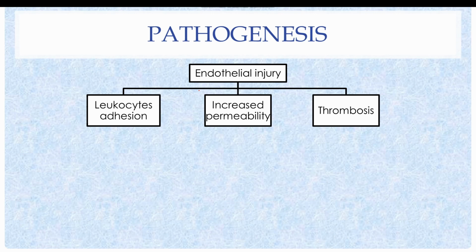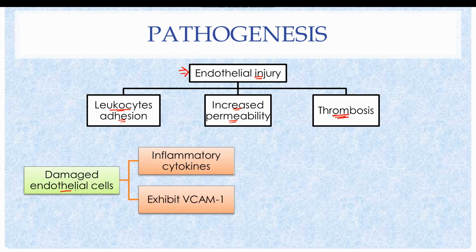The pathogenesis of atherosclerosis is rather complex, and it takes almost 20 to 40 years to develop into complete atheromatous plaque. The first incident in the development of the disease is endothelial injury. The injury to endothelium results in leukocyte adhesion, increased permeability of endothelium, and thrombosis.